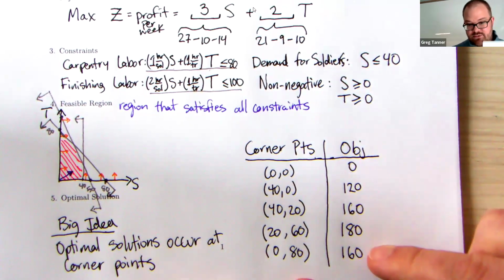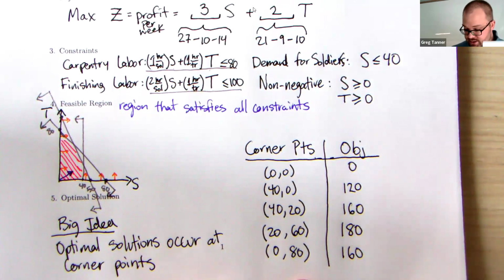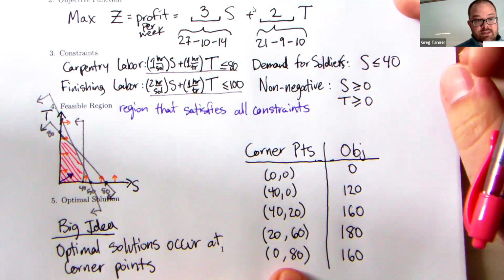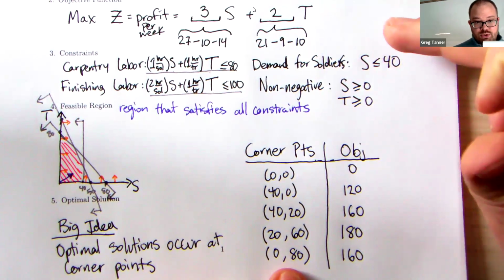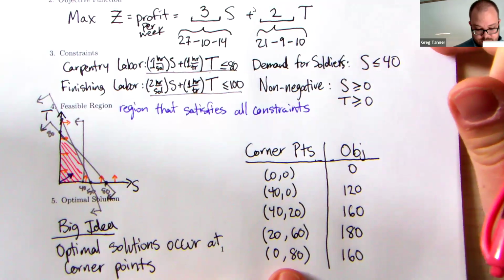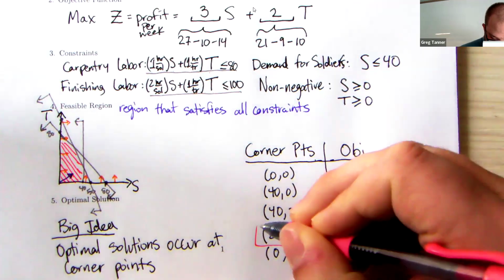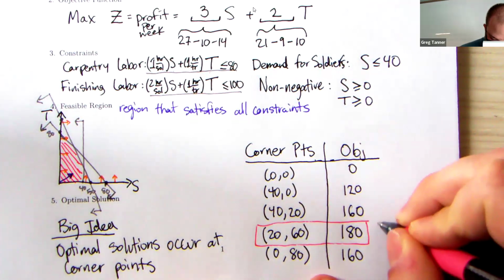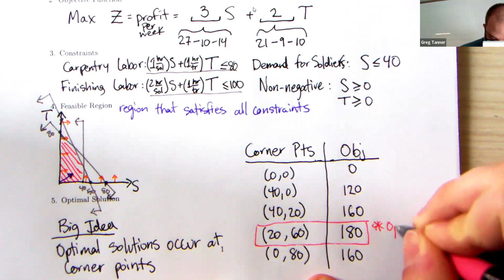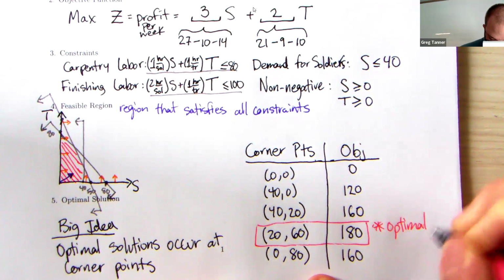Here are the objective values for each of those corner points. And now it comes to just selecting the best. The best in this case is the maximum, because our objective is profit and we want to maximize profit. And so this here is going to be the optimal solution.